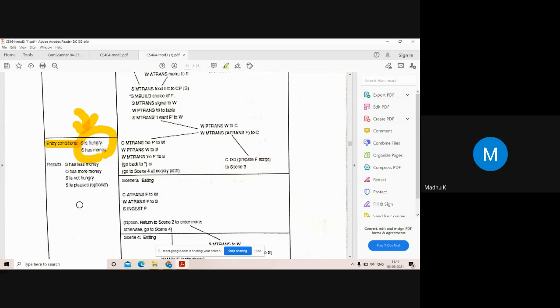Then another part is the result. After executing the script, there will be some result. So these are the results here: S has less money or has more money, S is not hungry, S is pleased. These are the different results after executing the script.